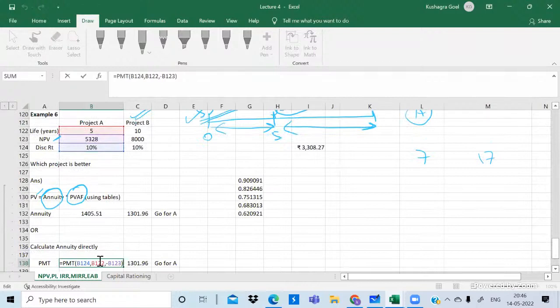So write equal to PMT. You need the rate. What is your rate? 10%. What is your N per? Number of periods? 5 years. So you get your N per. And what is your present value? Present value is 5328. You'll get your annuity.